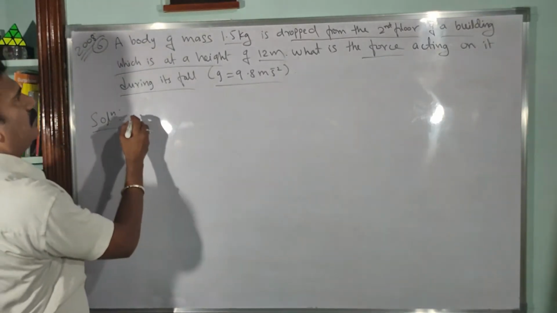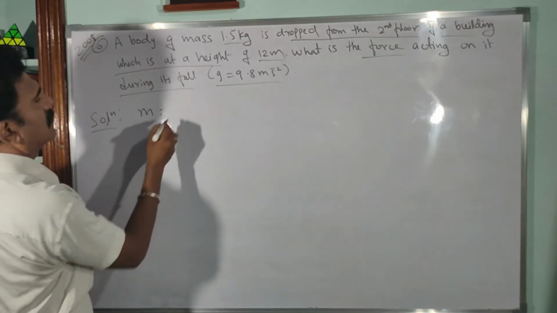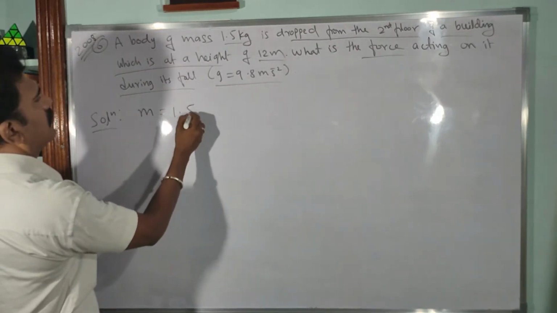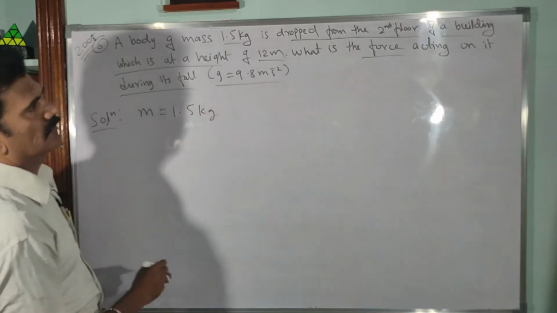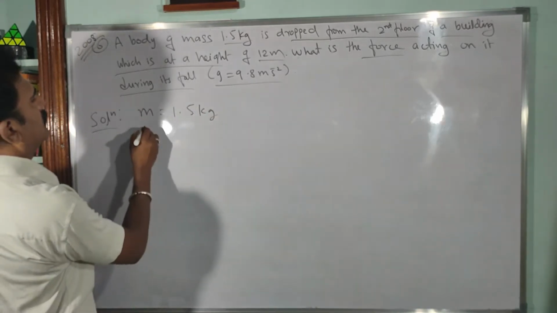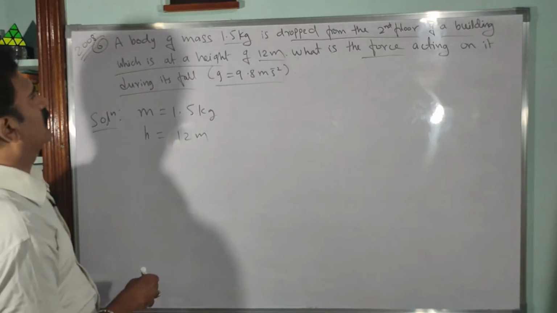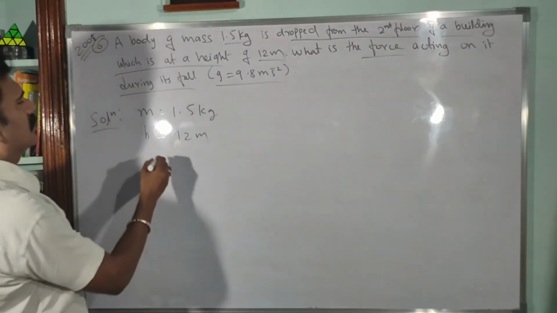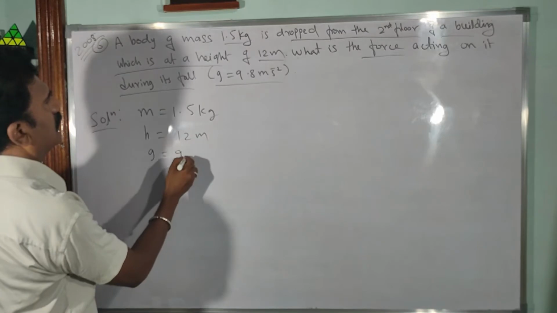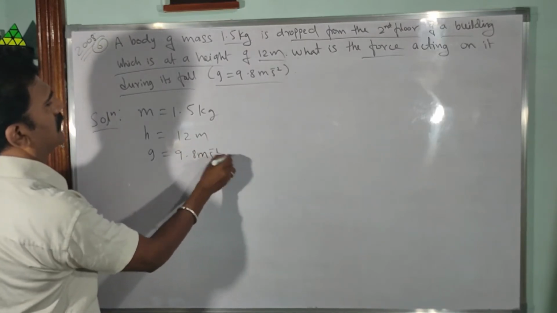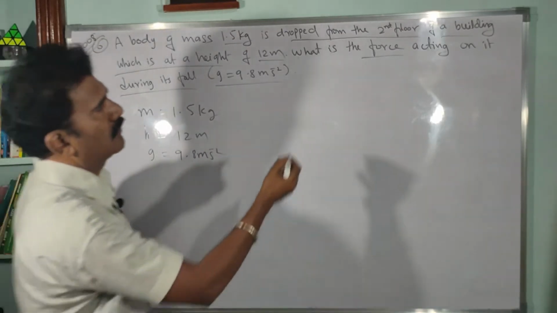See, what is the mass? Write down that value first: 1.5 kg. Then what is the height? 12 meter. Then of course g is equal to 9.8 meter per second square. It is asked to calculate the force.